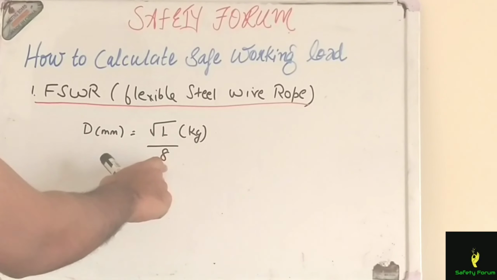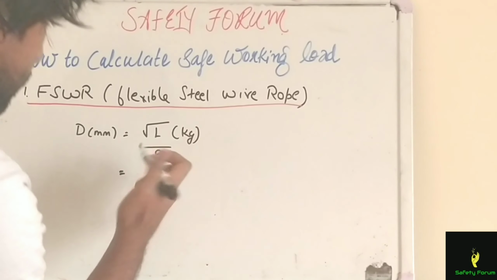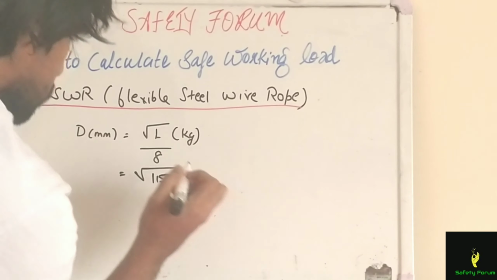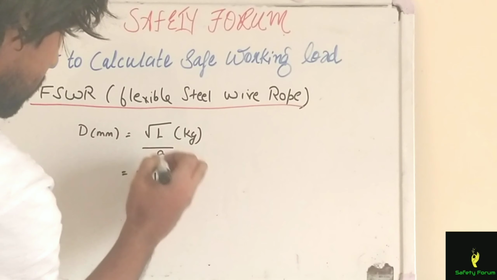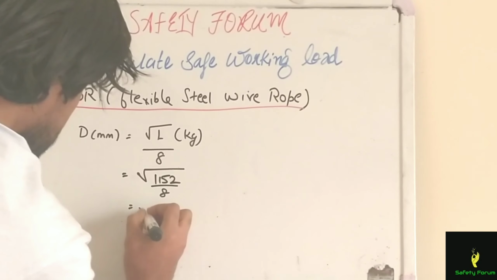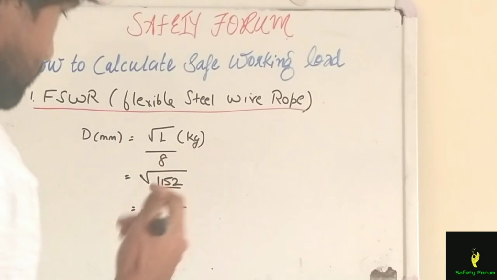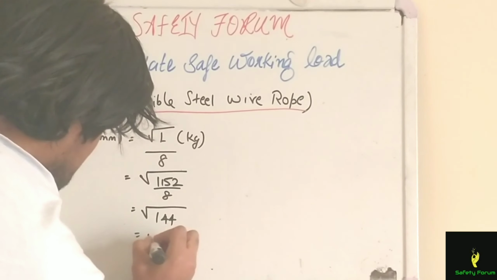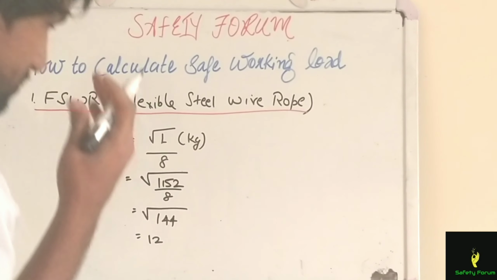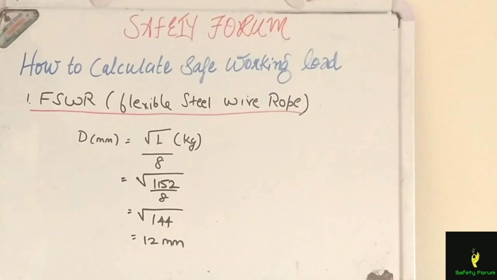Now we will consider the previous example. We will consider our load which was calculated. Let us take 1152 kilograms. So root of 1152 divided by the constant value 8. So you have to divide 1152 by 8. You will get 144, and we will find the root value of 144, which will be 12, and this will be in mm. So this will be 12 mm, the diameter of the FSWR for a safe working load of 1152 kilogram.